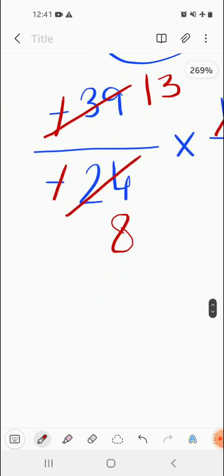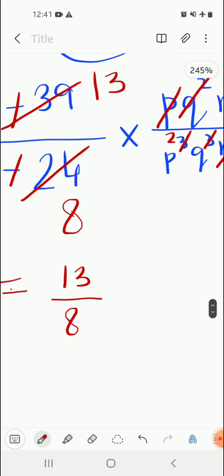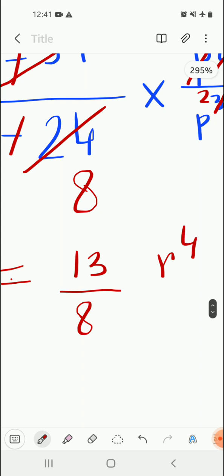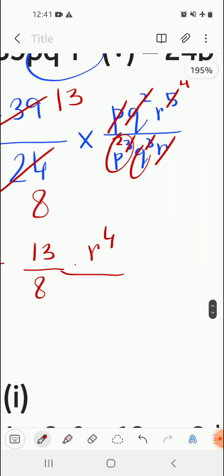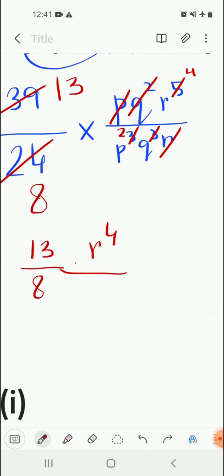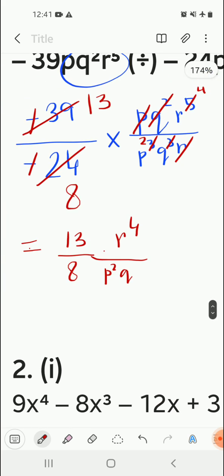So here we are left with 13 by 8, and then here we are left with r to the power 4 by, continuing, here p square and here only q. So p square and q. So this will be our answer.